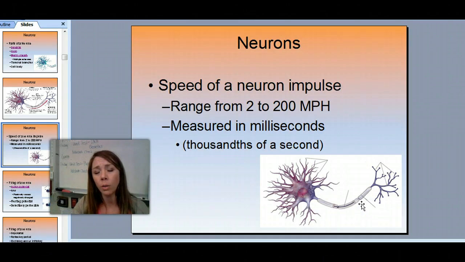Remember, it's very, very quick, depending on the part of your body, up to around 200 miles per hour. All you need to know is it's very, very quick. It's measured in milliseconds. The time it takes you to snap your finger, right, to blink an eye, that's the time it takes for it to send a message and then to come back.